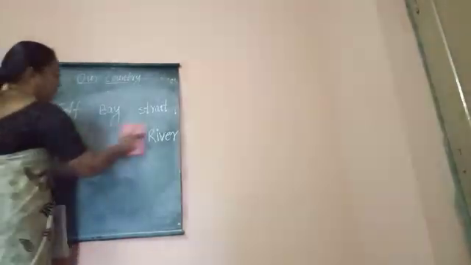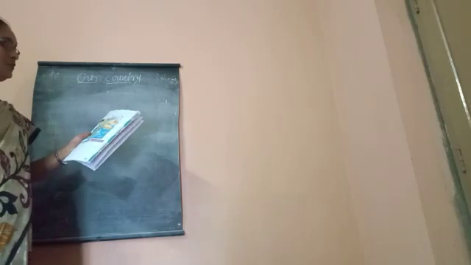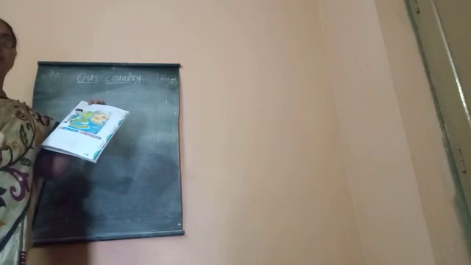Okay, now come to the next phase, phase number 5. Identify the landform or water body for each number given on the map and note down its name in the table. Here, there is the picture and numbers are there. According to that number, we must tell the landform or water body's name.